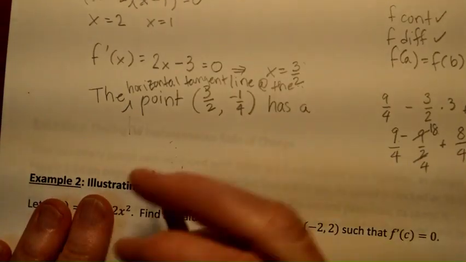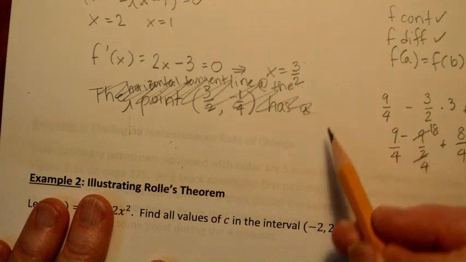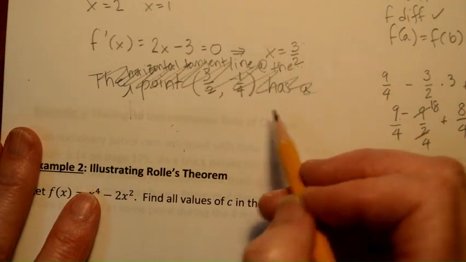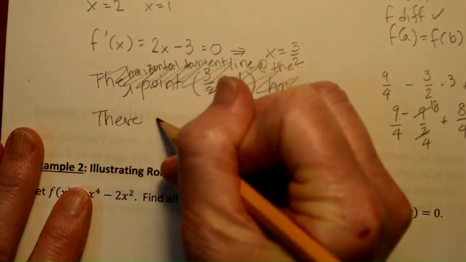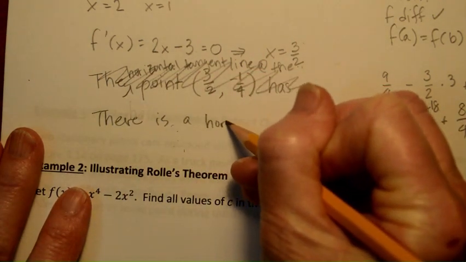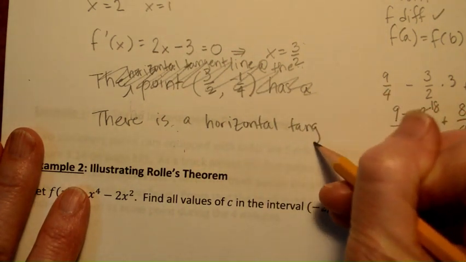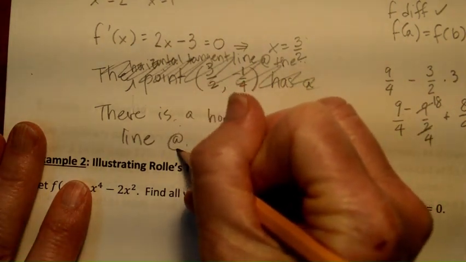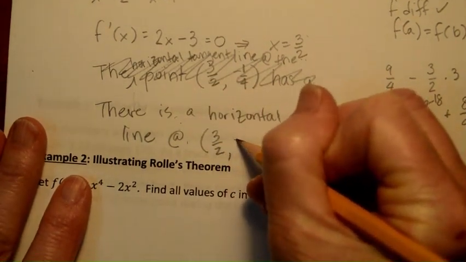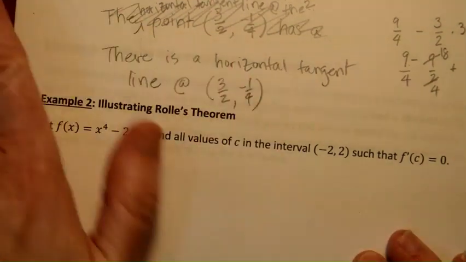Well, wow. Okay. This is where I wish I could do edits. All right. There is a horizontal tangent line at 3/2, -1/4. Sorry about that.